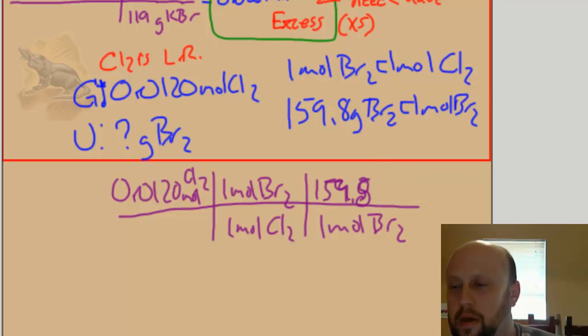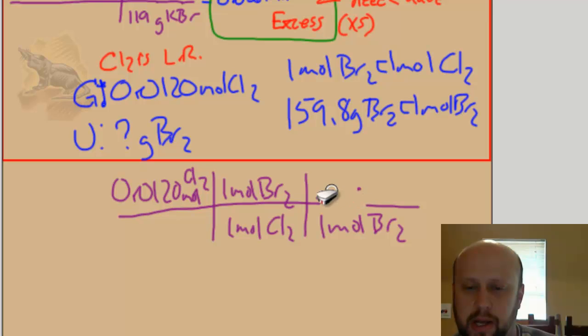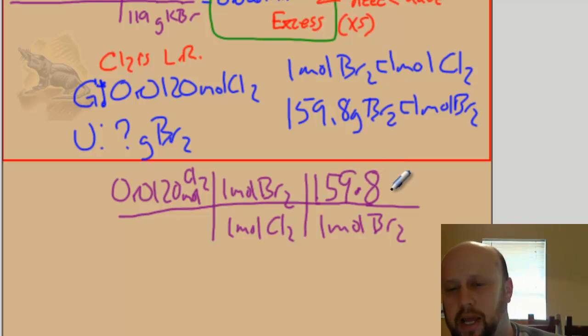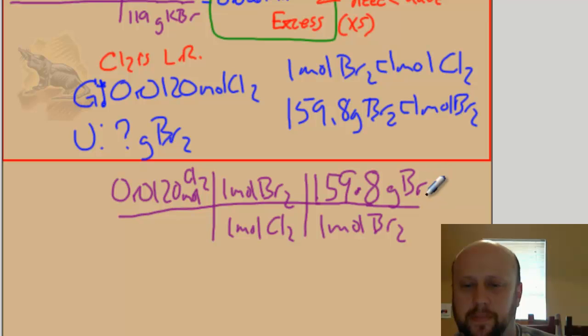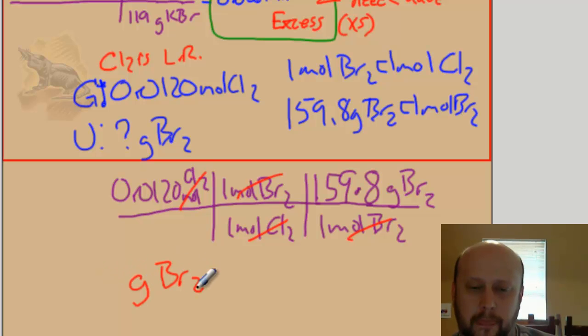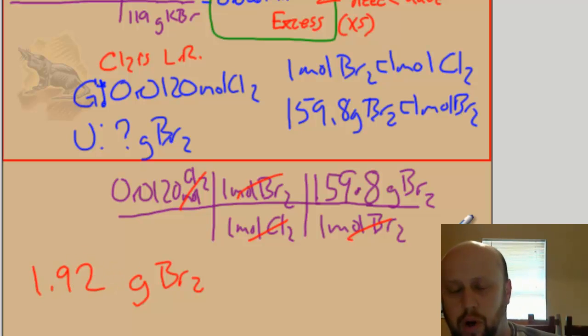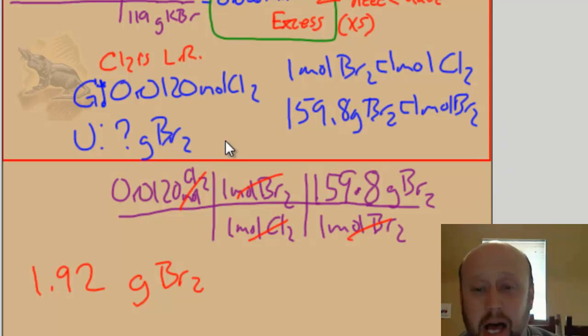159.8. Man, I am sorry about that, guys. Let's just rewrite that number now that I've thoroughly confused everyone. Okay. 159.8. All right. Hey, Mr. Arnold can write occasionally. Okay. So we got all that stuff. We're going to cancel what cancels. Moles of Cl2, moles of Br2. Going to be left with grams of Br2. That's good. I want grams of Br2. And when we punch that in the calculator, we're going to get, after rounding to sig figs, 1.92 grams of Br2.